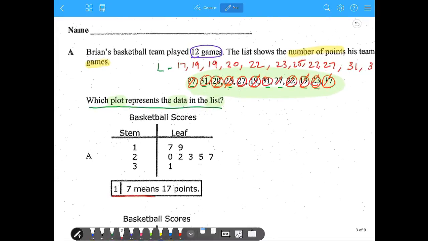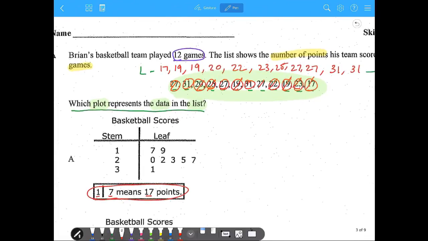So let's start with letter A. Remember, the key tells you how to read the stem and leaf. So if there's a 1 in the stems and a 7, you put them together. That means 17 points. So let's see letter A. Letter A says that there's 17. Yep, they scored 17 points. And that they scored 19 points. And they did score 19 points. But I see a mistake. Hopefully you see it too. They didn't score 19 just one time. They scored 19 points 2 times. Here in letter A, they only have it 1 time. So letter A is incorrect. It doesn't have the right data.